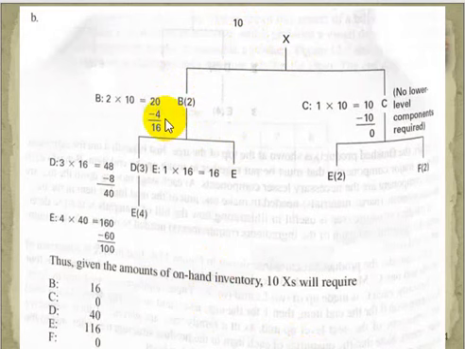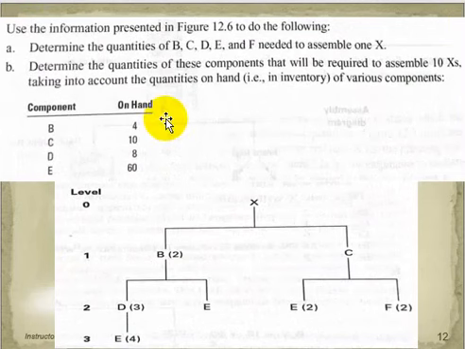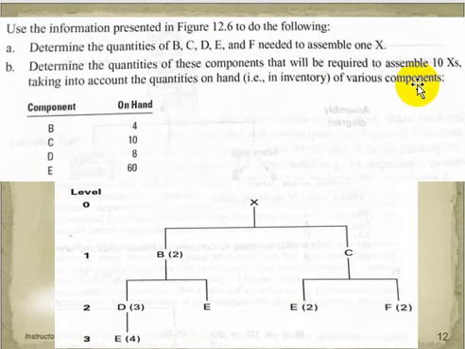Here we have to subtract 4. Why do we need to subtract 4? Let me go back to the question. Determine the quantities of these components that will be required to assemble 10 units. I want the units required to produce 10 units of X, taking into account the quantities on hand, which are in the inventory. You have some items in the warehouse and you will buy the rest from outside.